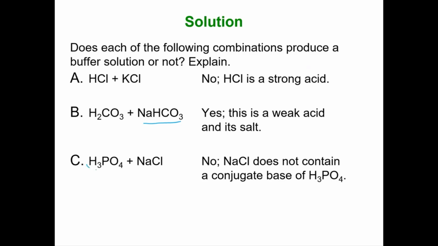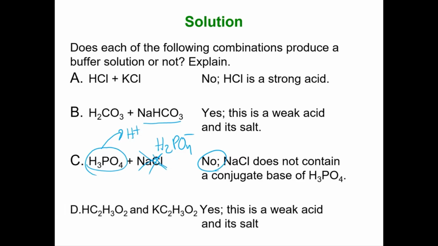This is not a buffer. Even though phosphoric acid is a weak acid, the chloride ion is not the conjugate base. The conjugate base to phosphoric acid, once it donates a proton, would be H2PO4-, which is dihydrogen phosphate. So because it doesn't have the salt or the conjugate base of the phosphate, this is not a buffer. And lastly, this is a buffer. Why? I have a weak acid and its salt or its conjugate base.